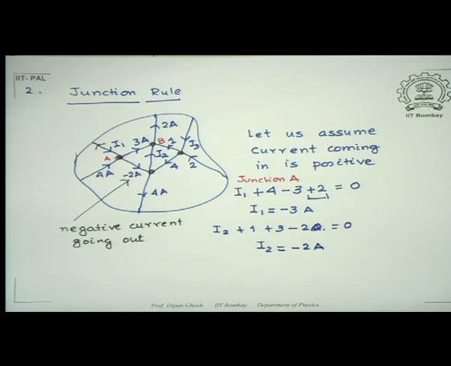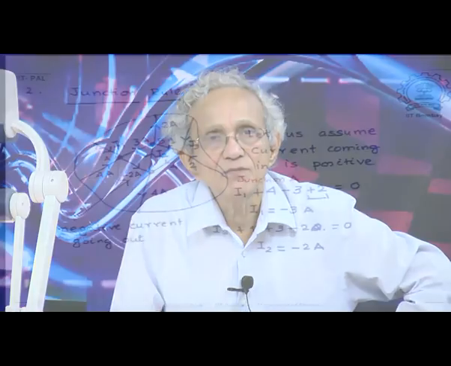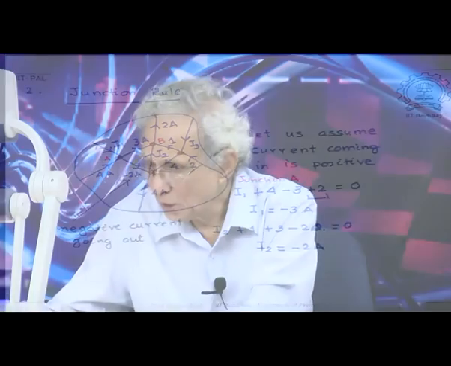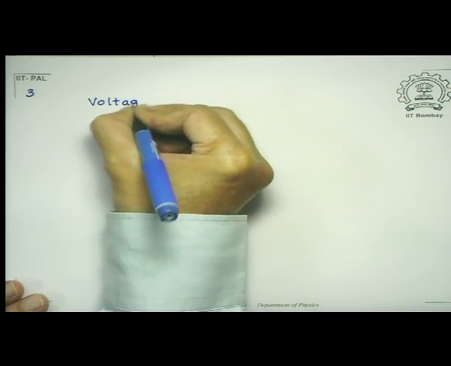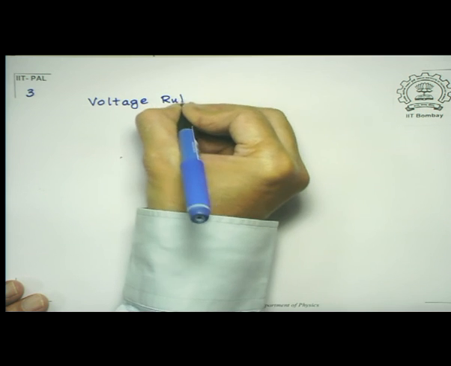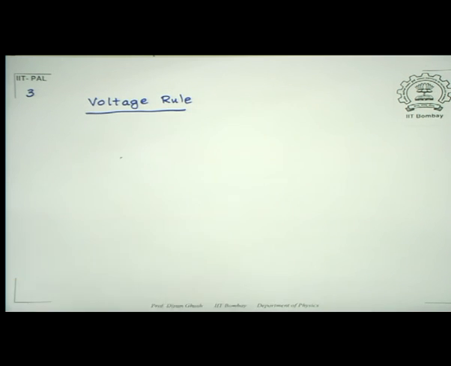So once again, the minus sign simply indicates that the direction, as we have assumed in our example, should have been actually opposite, but that doesn't matter because I have got the right sign there. So let me look at now the voltage rule. Actually, the junction rule is very easy to implement. It is the voltage rule where you have to be a little careful, nothing so special, but you have to be a little careful.